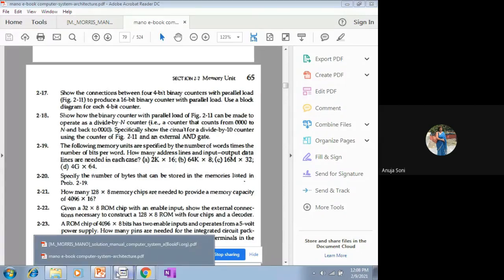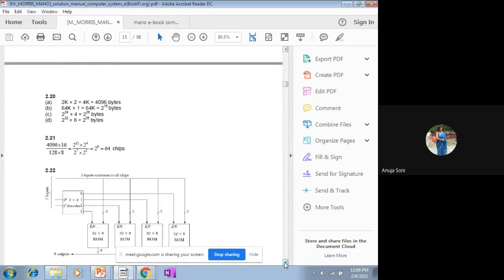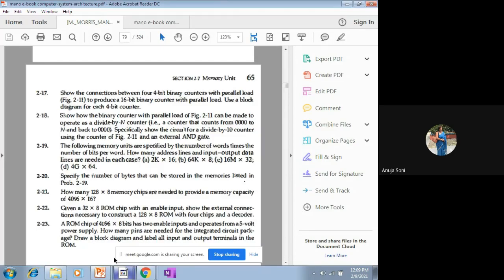This is your question number 21. You need to divide the total memory size by the memory size of the smaller chip in order to get the total number of chips. So in total it will give you 64 chips. So this way you have to solve that question. And then question number 23 also I have given.